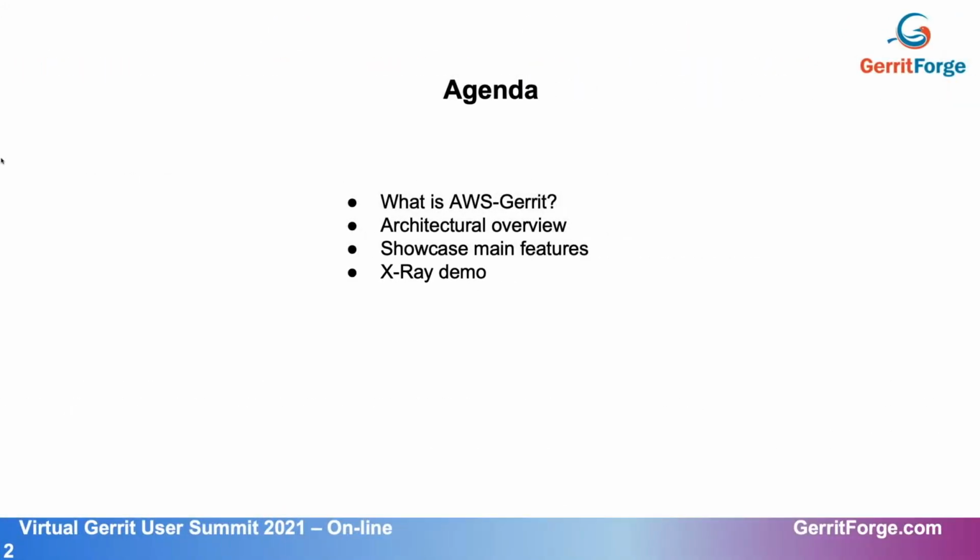It's going to be a little bit more detailed, and I'm going to show you a few features and give you a little bit of details. So I'm going to talk about what the AWS-Gerrit project actually is. We're going to go through an architectural overview so you can understand what is available with the project. And then I'm going to showcase some main features, with particular attention to the latest addition to the family, which is a demo on X-Ray. And I'm going to tell you what that is.